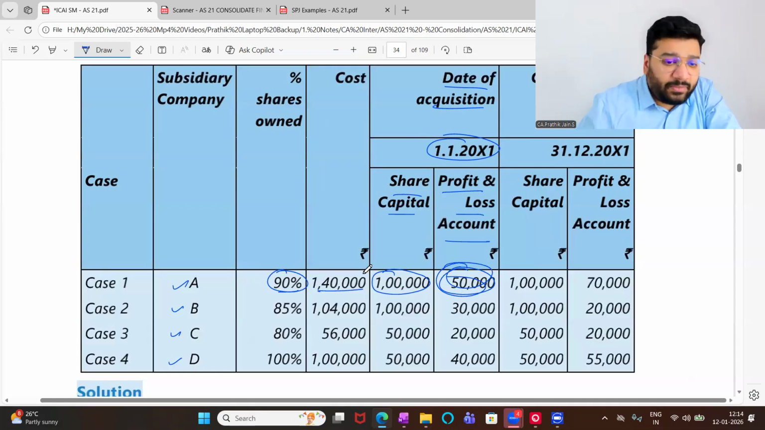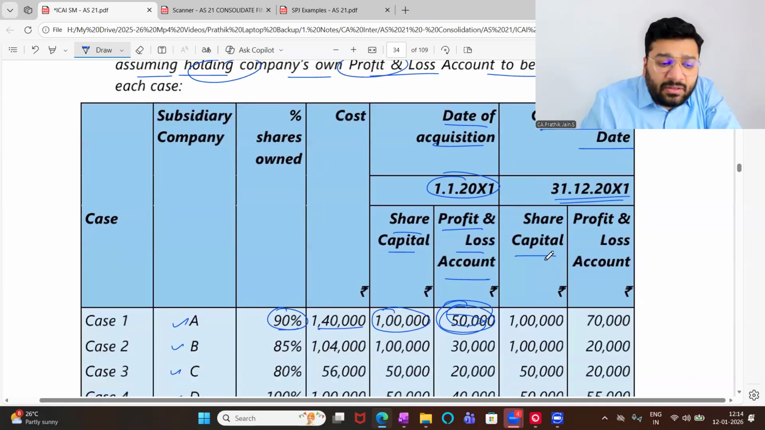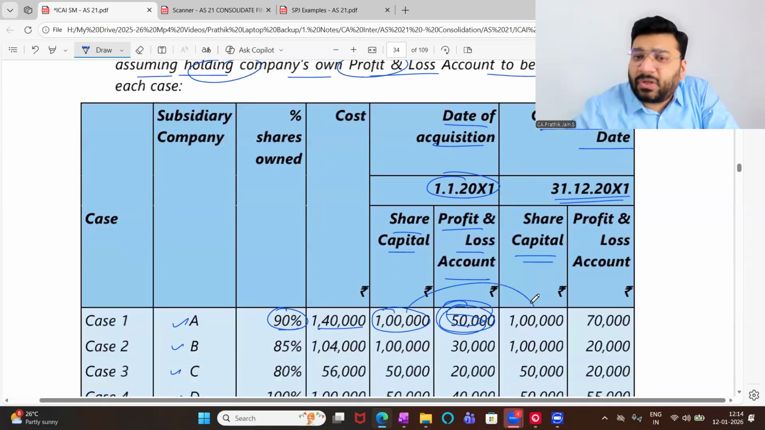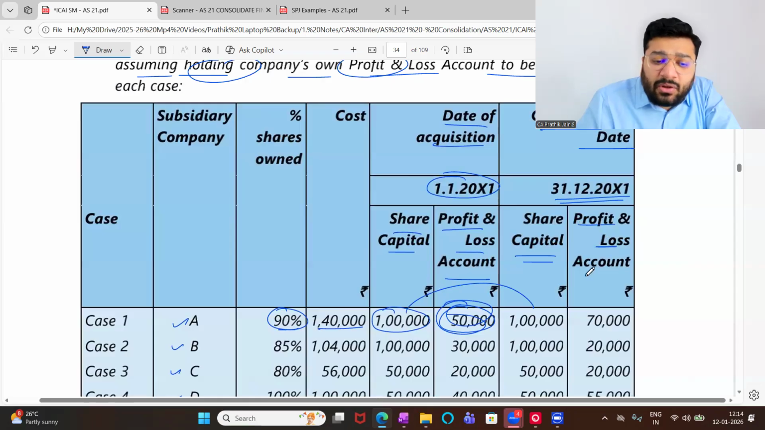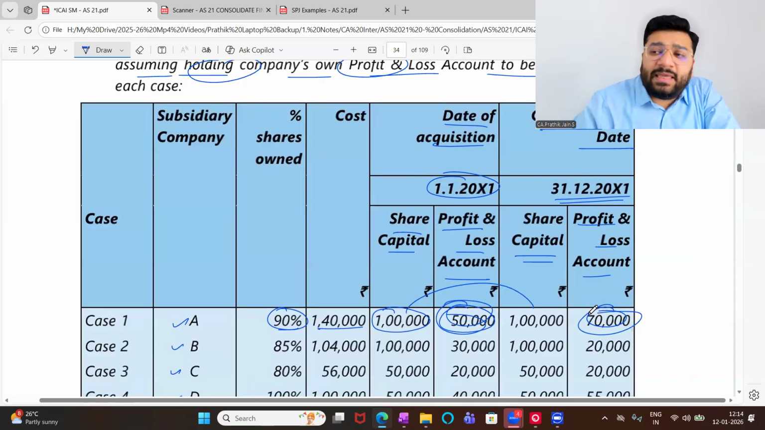On 31/12/2001, the date of consolidation, again they have given capital. Does the capital change? No, opening capital and closing capital remain the same. It changes only if in between you issue shares or a bonus comes in. Otherwise it stays the same. Profit and loss is given as 70,000. Can I say this is the during-the-year profit?